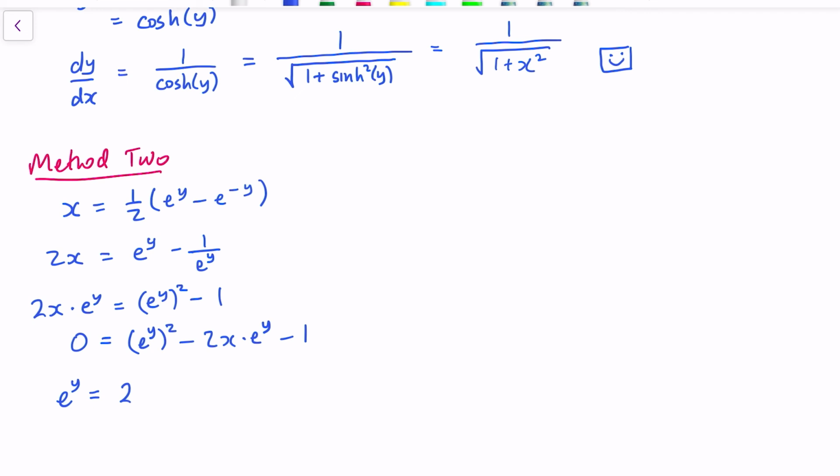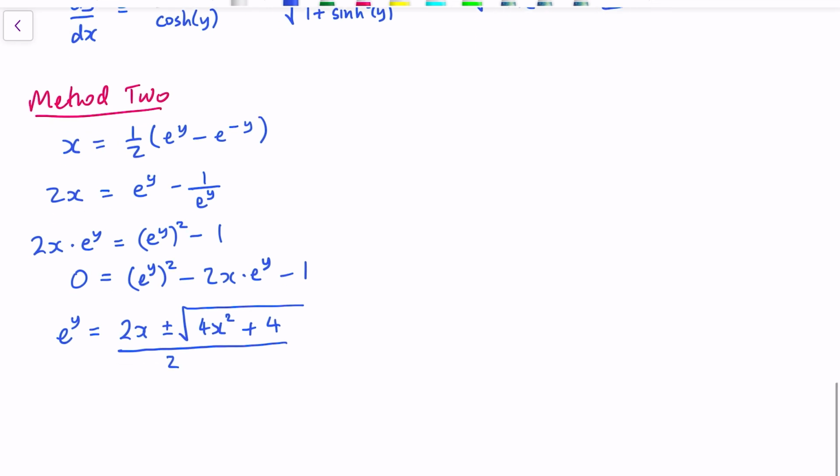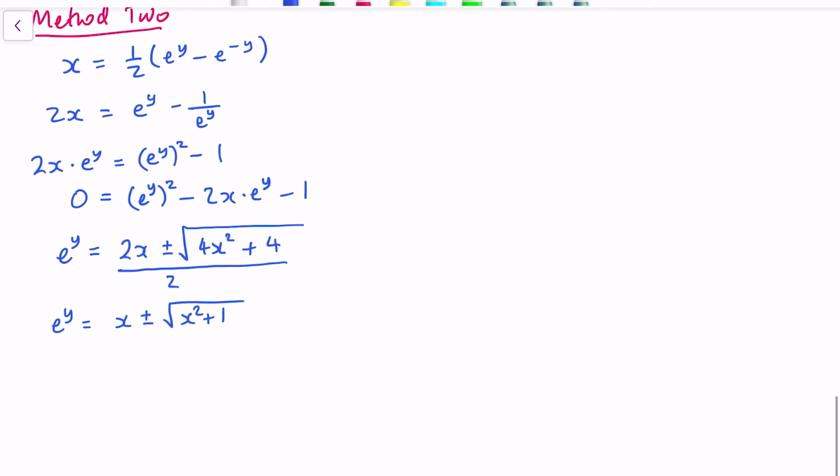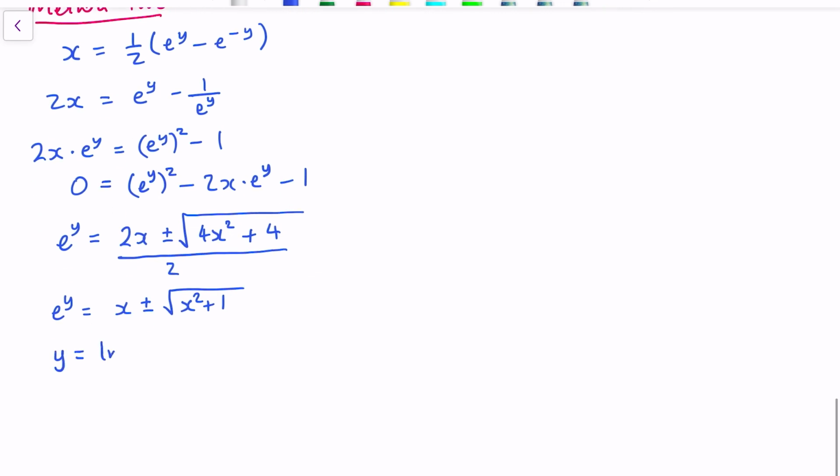Minus b is 2x plus or minus, the b squared is minus 2x all squared. Minus 4ac is plus 4 all divided by 2. 2x over 2, and then I pull a 4 out of the square root. When I do that, it becomes a 2, and that knocks off the denominator 2. And then I've got y is ln of x, I choose between plus or minus.